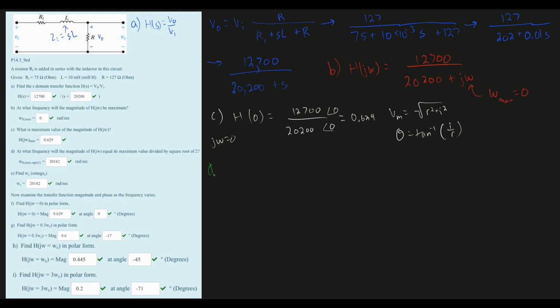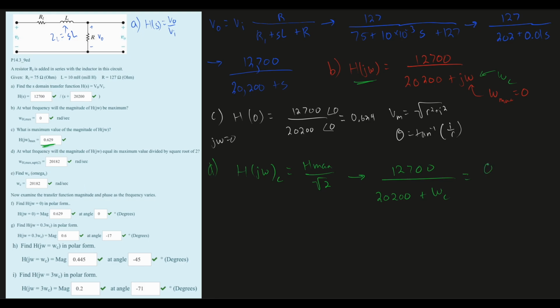Now, in part D, it asks us at what frequency the magnitude will equal its maximum value divided by the square root of 2. So we're looking at H of j omega, and we're setting this equal to H max divided by the square root of 2. On the left, this part is just what we found earlier, except we're replacing this with omega c. We have 12,700 divided by 20,200 plus omega c, and this is equal to our H max.